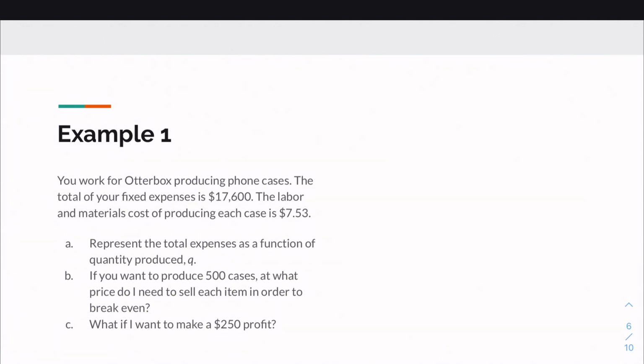Maybe I'm working for OtterBox and I'm producing phone cases. So the total of my fixed expenses is $17,600. And one thing I'll always say is with a word problem, it's really important to mark up your information as you come across important information. We also know that the materials cost of producing each case is $7.53. The operative word in that is each case.